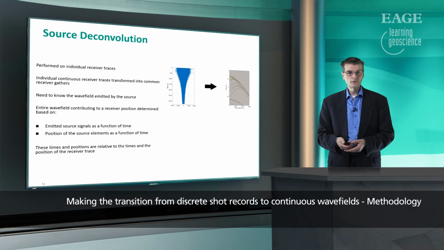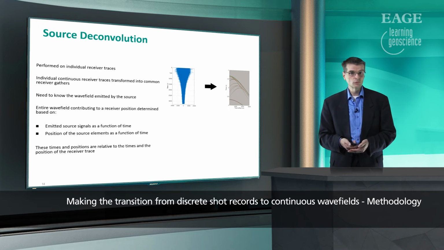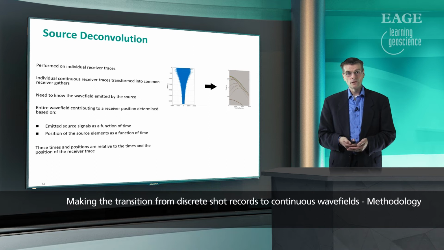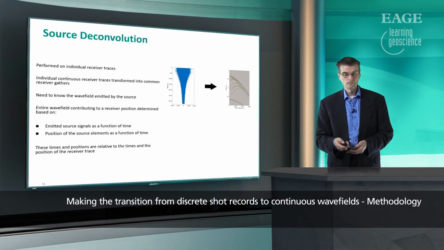Individual continuous receiver traces are transformed into common receiver gathers in this operation. In order to do this, we need to know the emitted wavefield from the source. The entire wavefield that can contribute to a receiver position is determined based on the emitted source signals as a function of time, and the position of the source elements as a function of time. These times and positions are relative to the times and positions of the receiver trace.